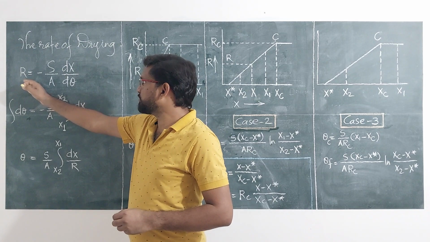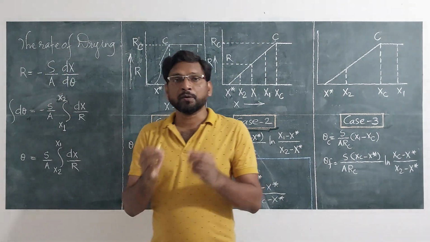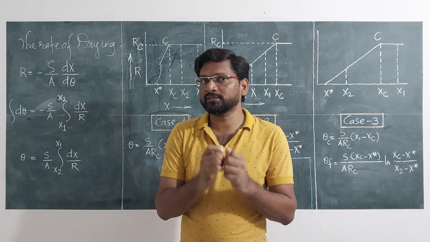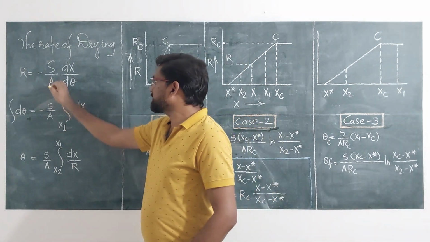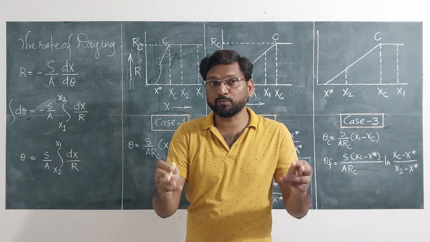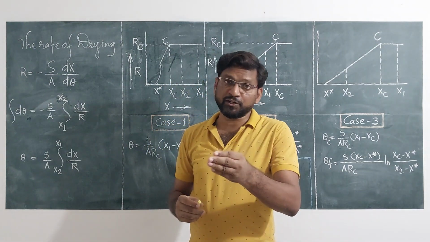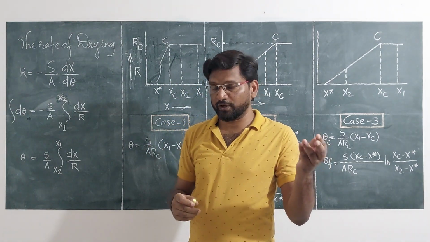R, naturally the rate of drying. S is the mass of the dry solid. A is the surface area of the wet solids exposed for drying in contact with any drying gas, for example dry air.